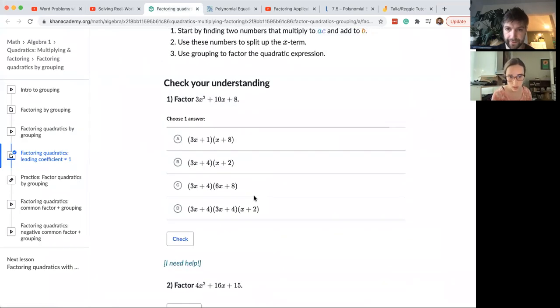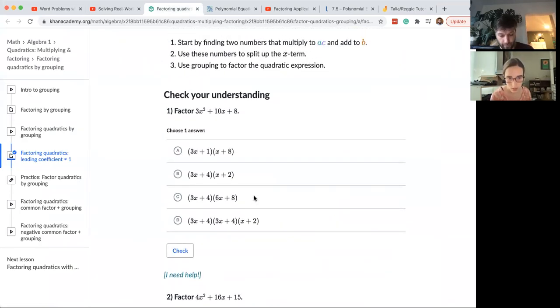Here's our next practice problem. Okay, 3x squared plus 10x plus 8. I'm going to have you walk me through it as soon as I can get my Jamboard to work again. Okay. And then we'll stop the recording. 3x squared plus 10x plus 8.